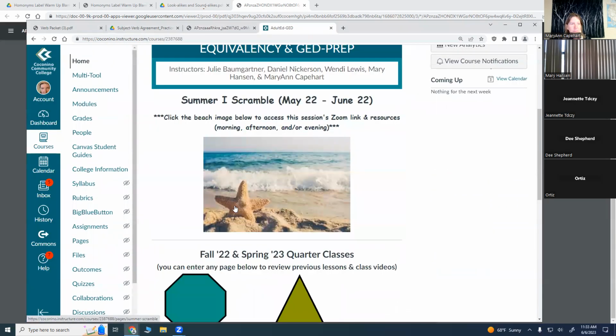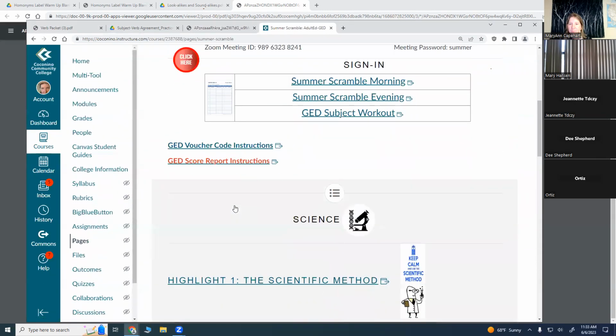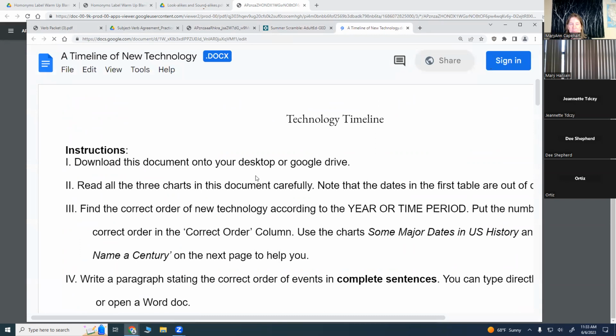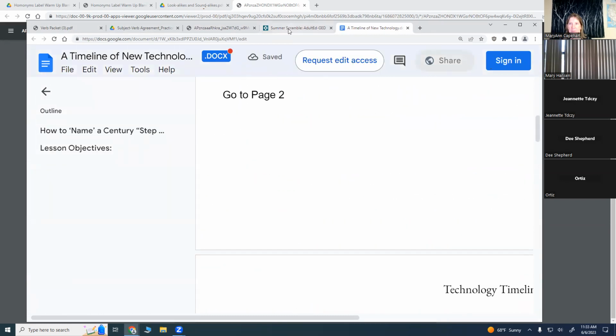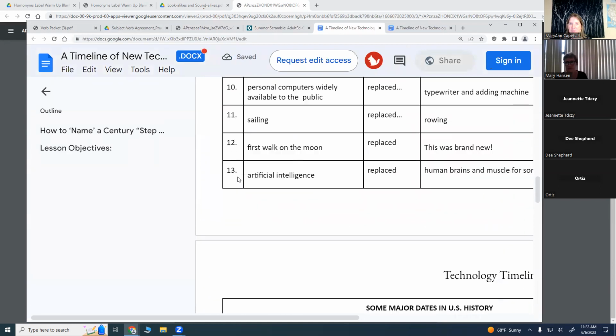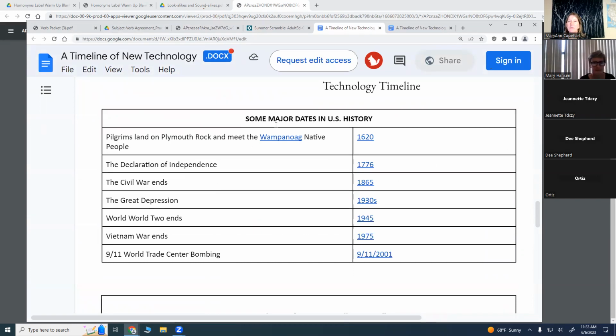summer scramble. You see this on the Zoom? Going in, summer scramble. Going down, social studies. Hot timeline, it's in here, it's hiding in here. Timeline. We did this with technology. Do this if you haven't done it. Oh, wait, you're giving a quiz on that one? This is what we're giving a quiz on, major dates in US history. When's the quiz? Tomorrow and the next day, you have 2 chances at it.